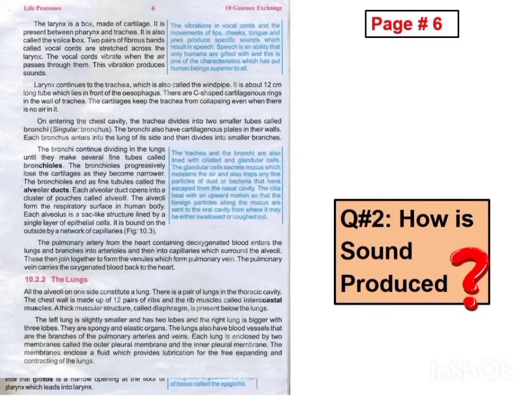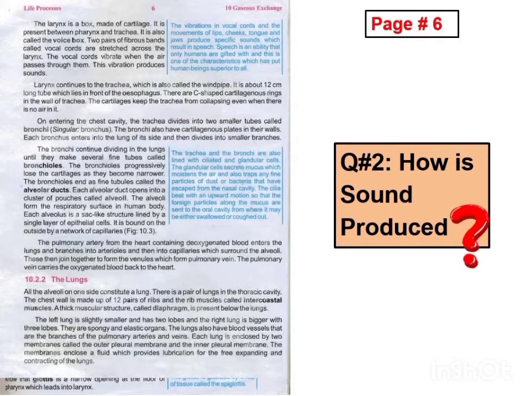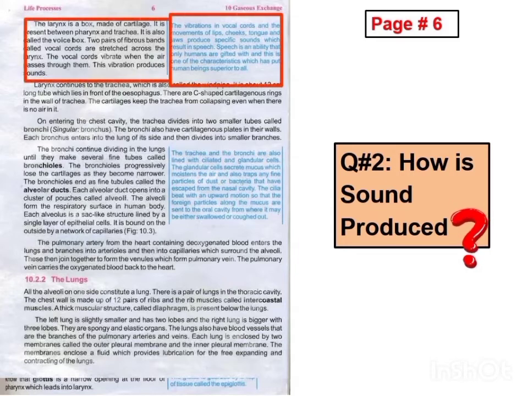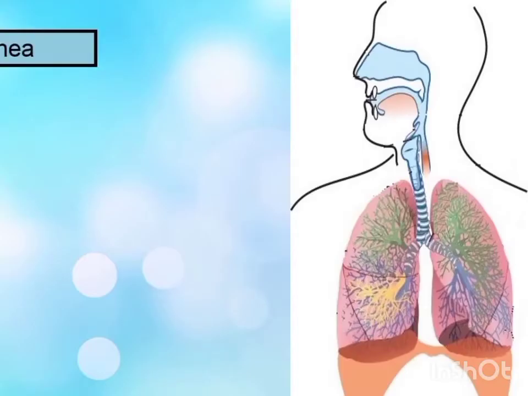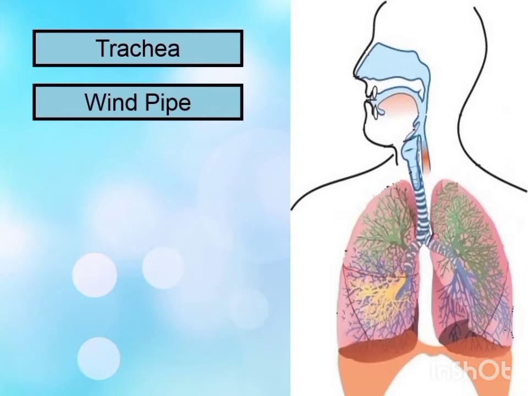Page number 6. The question is, how is sound produced? The answer is on page number 6, first paragraph, and the side information written in blue.